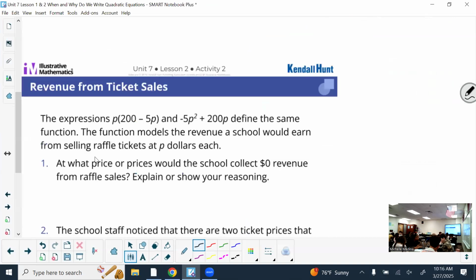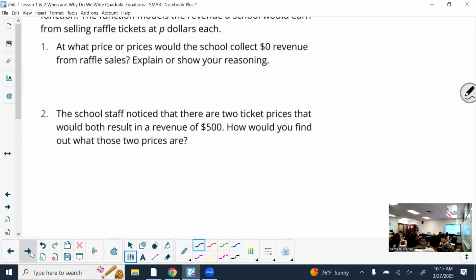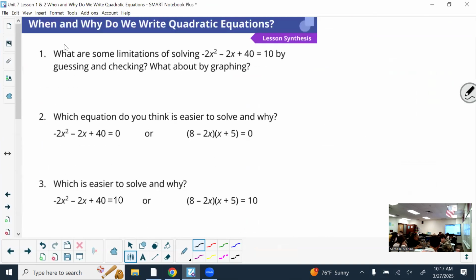So we're going to skip the one about revenue from ticket sales. We're going to go right into this. What are some limitations of solving a quadratic by guessing and checking? It has this as an example, but you just saw it in the last example we just did. Why is guessing and checking not necessarily the best option all the time?